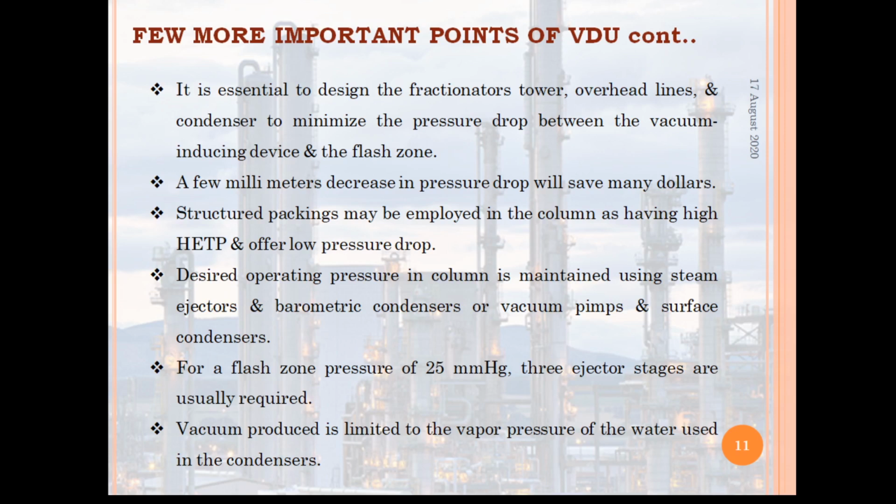For a flash zone pressure of 25 mmHg, three ejector stages are usually required. In the flash zone, where the pressure needs to be maintained at 25 mmHg, three ejectors may be required, and the vacuum produced is limited to the vapor pressure of the water used in the condenser.